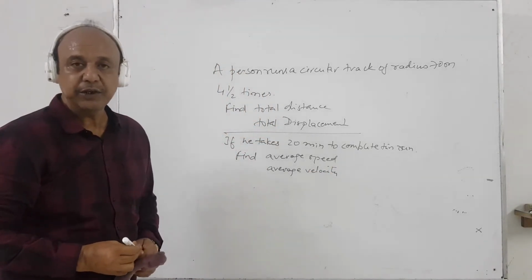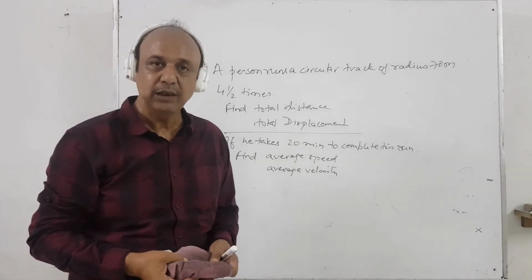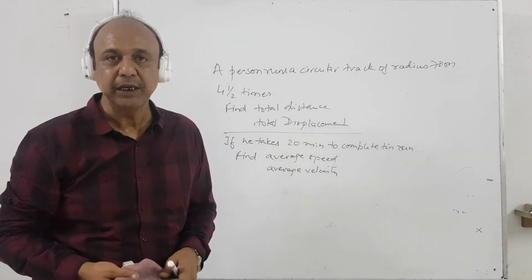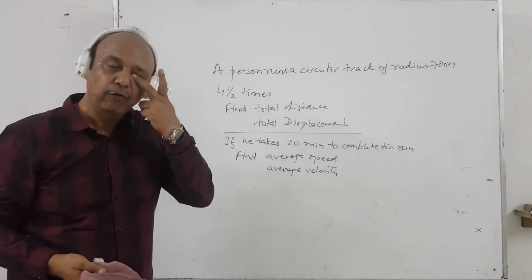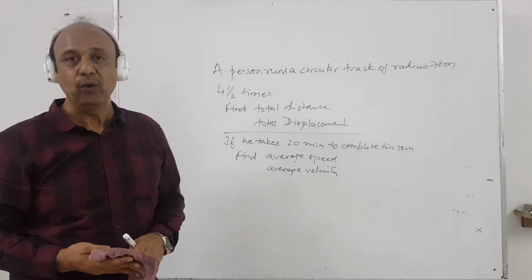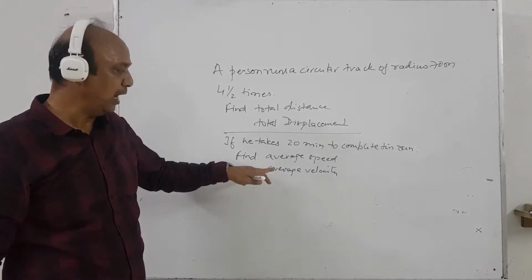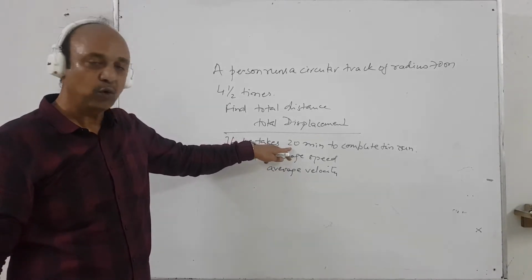Now I am not mentioning here that this is a uniform motion. I am not mentioning that he is running at a uniform speed. No, because what I am asking you is average speed and average velocity. I have given you the total time.